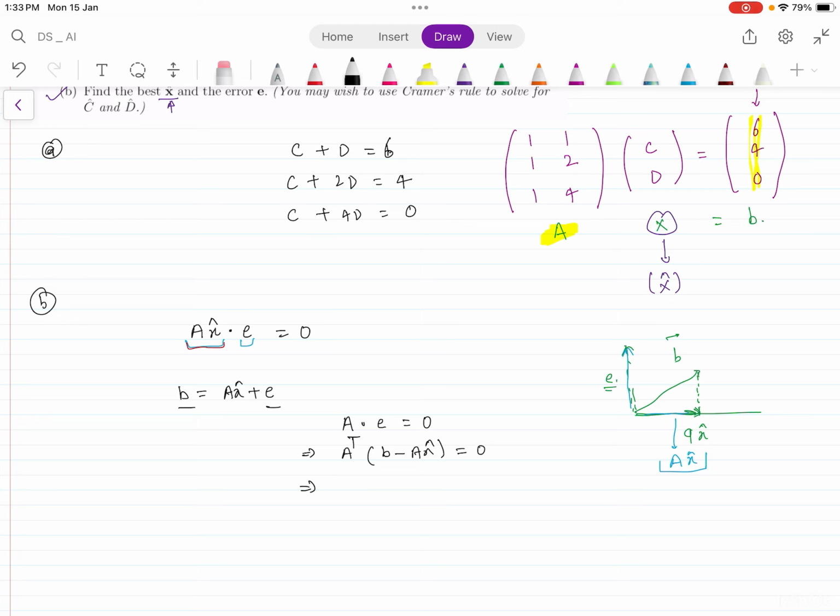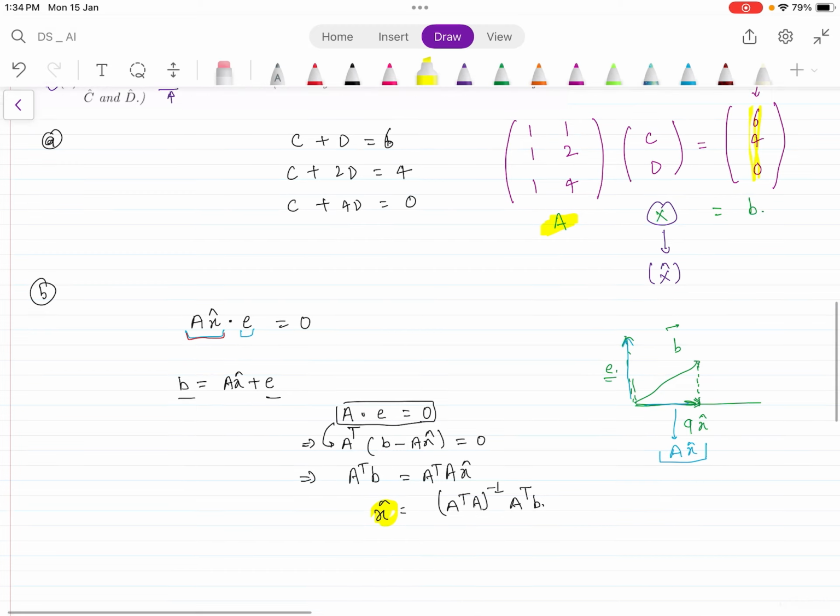Now we can take the transpose. Here we are writing the dot product, and the same thing we can write in the matrix form. So from here we will have a transpose b equals a transpose a x hat. So from here we can write x hat as a transpose a inverse times a transpose b. So this is what we have to find, x hat.